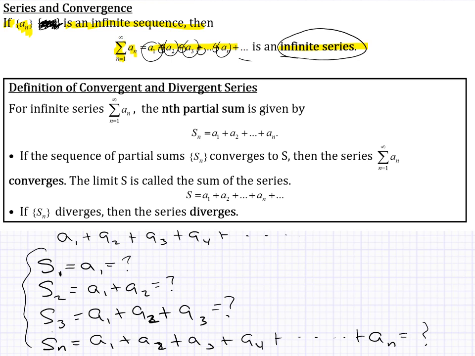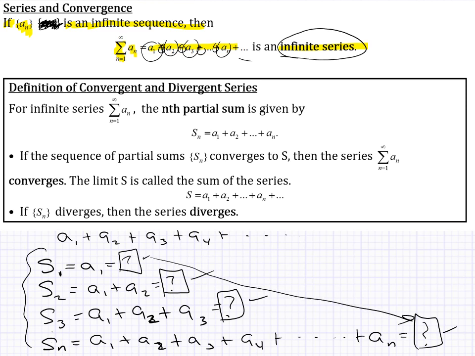Now, the idea with this definition of convergent and divergent series we're going to look at in a second is to look at the answers we get for each one of these partial sums. What that's going to create is a sequence. This is a term, this is a term, this is a term, this is a term, and this will be a list of terms. This is what we call the sequence of partial sums.